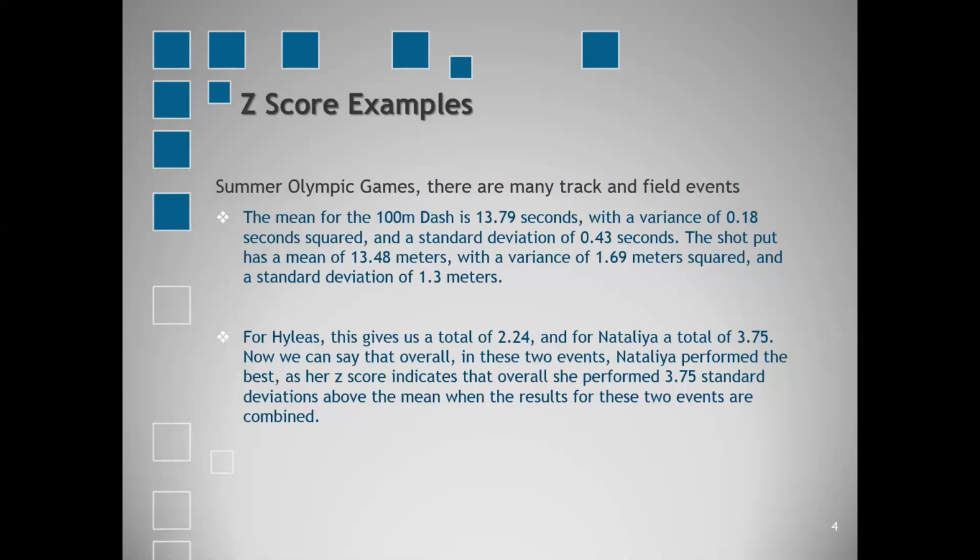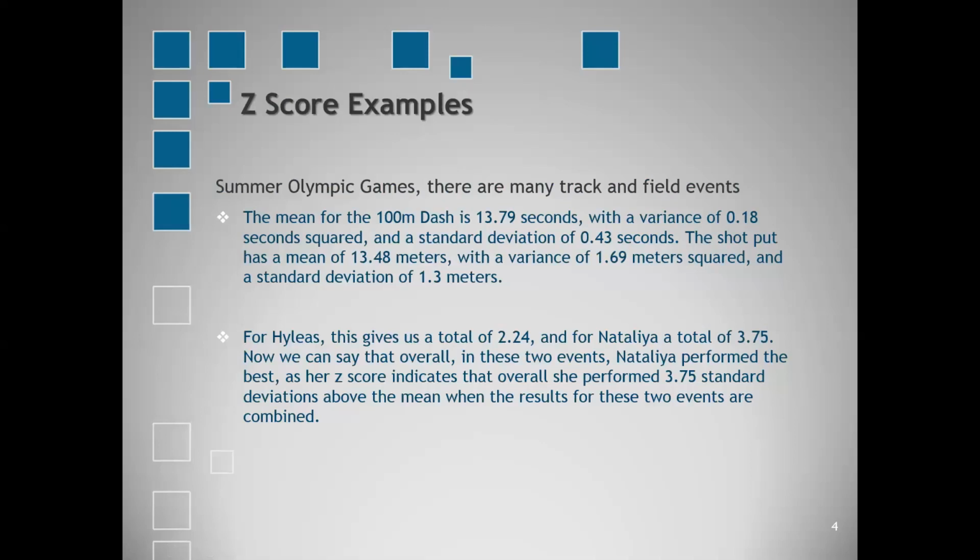If we look at the z-score for each event individually, Hilaeus had z-scores greater than 2 below the mean for the 100-meter dash, which is quite a bit considering how short the race is. In the shot put, Natalia had a z-score of almost 3. This still doesn't tell us who the better athlete is. The best way would be able to combine the z-score for both events.